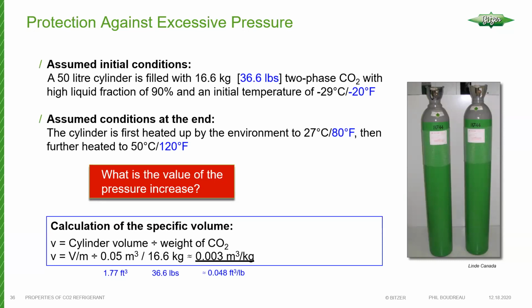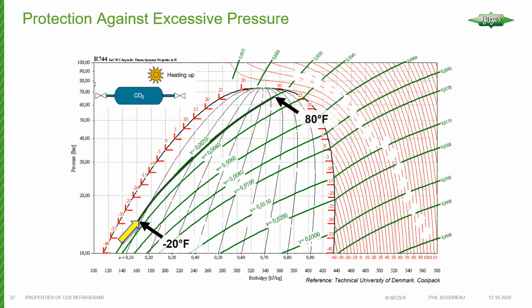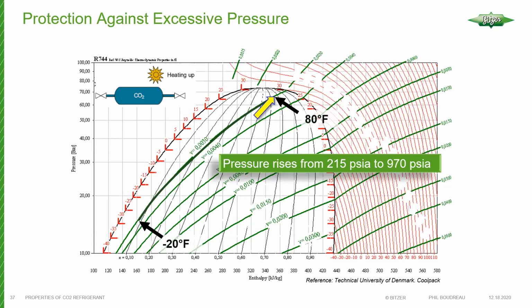Our assumed conditions at the end, well, we're going to warm this cylinder up first to an ambient temperature of 80 degrees Fahrenheit. Then we'll further heat this up to 120 degrees Fahrenheit. And we'll just see what happens. What is the resulting pressure? So initially the cylinder sits at -20 Fahrenheit, again with 90% liquid. It starts out at a pressure of 215 psia and increases to 970. And keep in mind, we're only at 80 degrees Fahrenheit and we're still below the critical point.